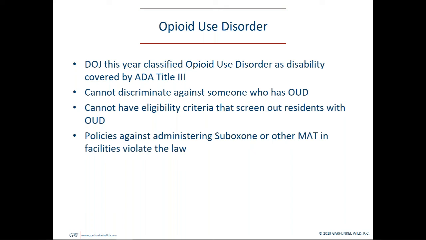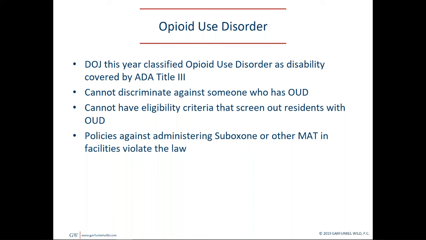They say, we don't want to have the liability, we don't want to have the security issues, we don't want to have the hassles associated with providing residents with medical assisted treatment such as Suboxone, methadone, things like that. So they've had those policies. The Department of Justice has said it is disability discrimination to have those policies, because essentially you're creating a barrier or an eligibility criteria that screens out residents with opioid use disorders.